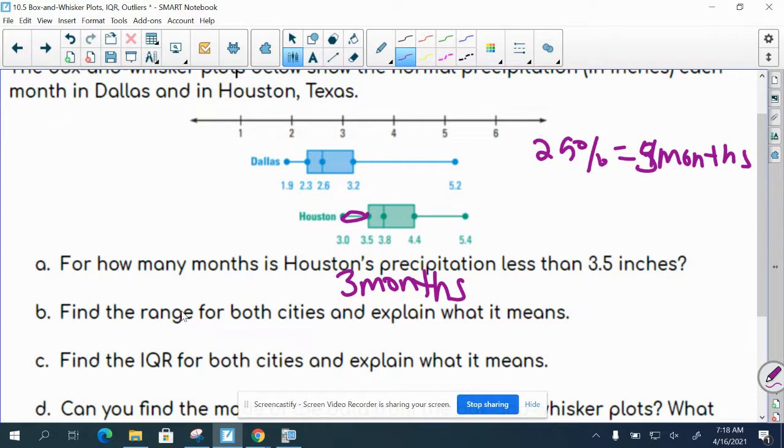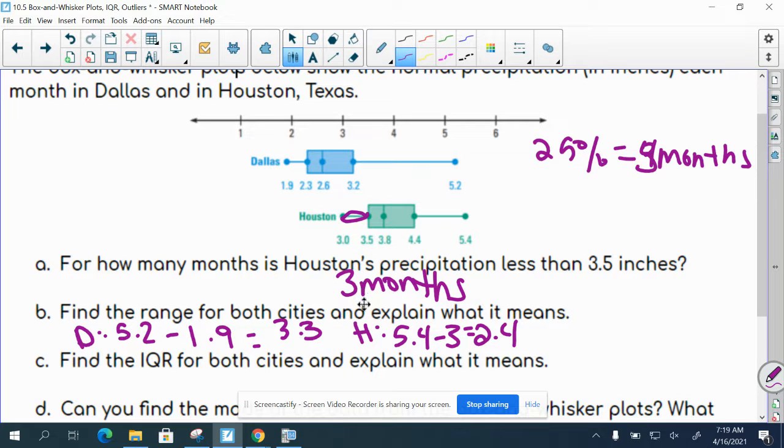Find the range for both cities and explain what it means. So for Dallas, the range would be 5.2 minus 1.9, which is 3.3. And then for Houston, the range is 5.4 minus 3, which is 2.4. So this just means that the Dallas precipitation varies more than Houston, since it has a higher range.